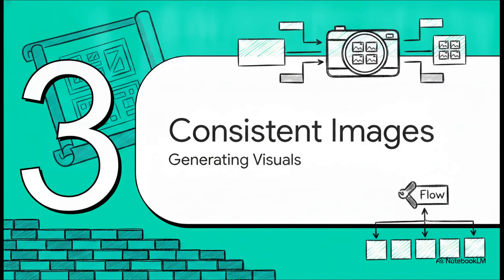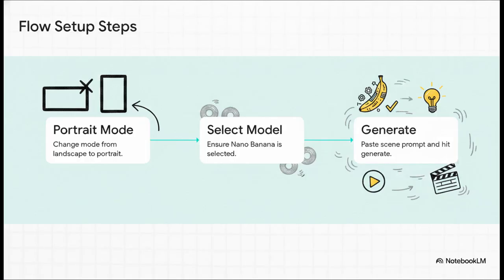Step 3. Generating consistent cinematic images. Now that we have our blueprint perfectly planned out, it's time to build the foundation by generating our static visuals using Flow. There are some really precise settings you need to lock in before generating a single pixel. Step 1 is absolutely vital.